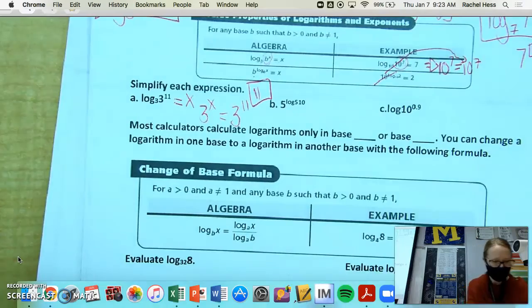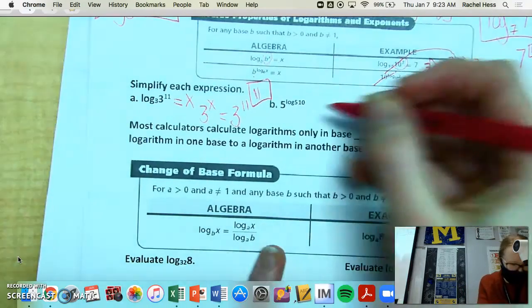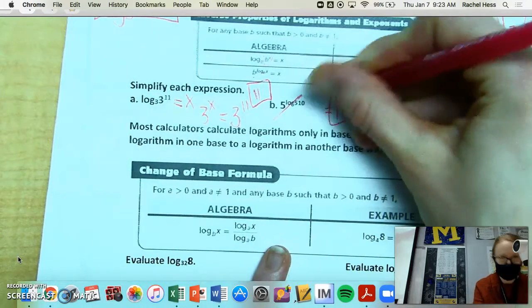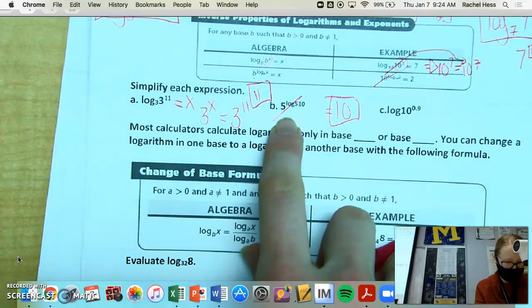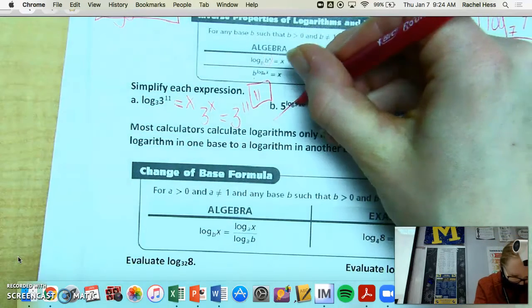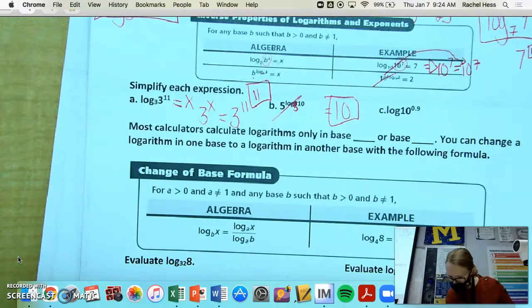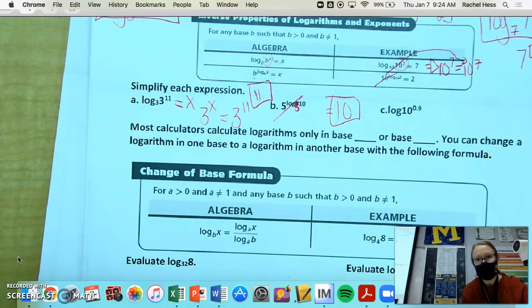The way I like to think about these is you're doing 5 raised to the log base 5 power. Here's how I show my work. Those things cancel. My answer should be 10. It's supposed to be a base 5. Good question. That should definitely be a base 5. I don't know what happened to my little subscript there. What a bummer.